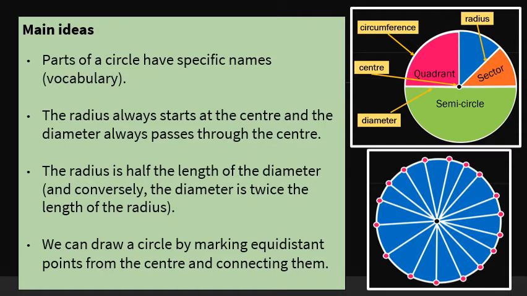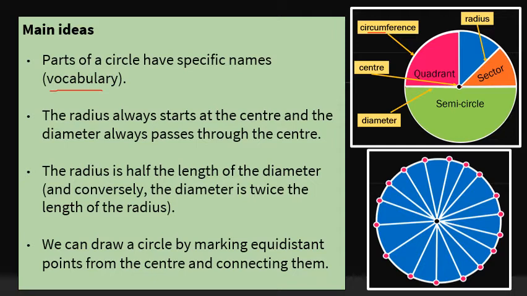Okay, and that's the end of today's lesson. So some of the main ideas, parts of a circle have specific names or vocabulary attached to them. So we know that we've got the center, perimeter, or the line on the outside, the edge of the circle, the curved edge is the circumference. We've got the radius, which is the distance between the center and the circumference, and the diameter, which is basically from one side of the circumference to the other, passing through the center.